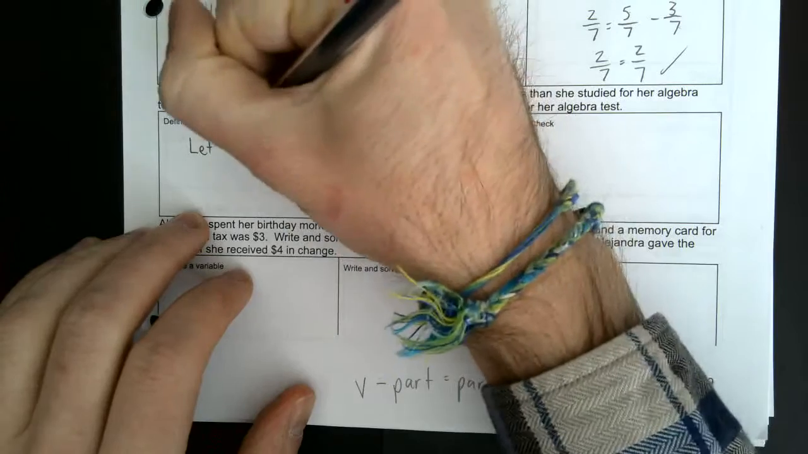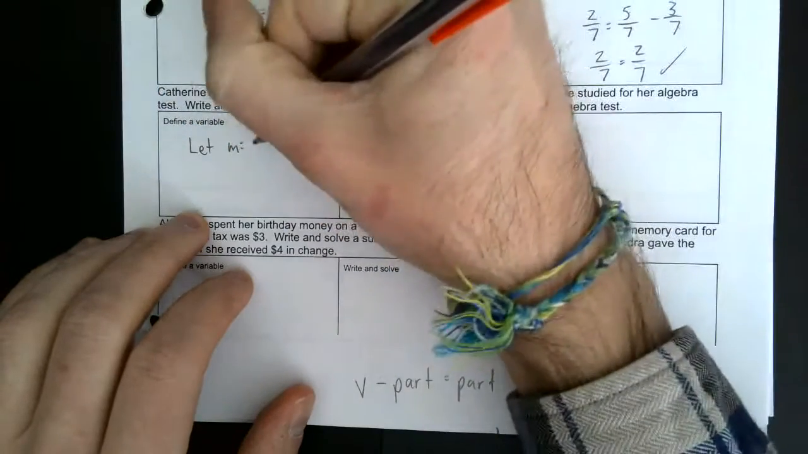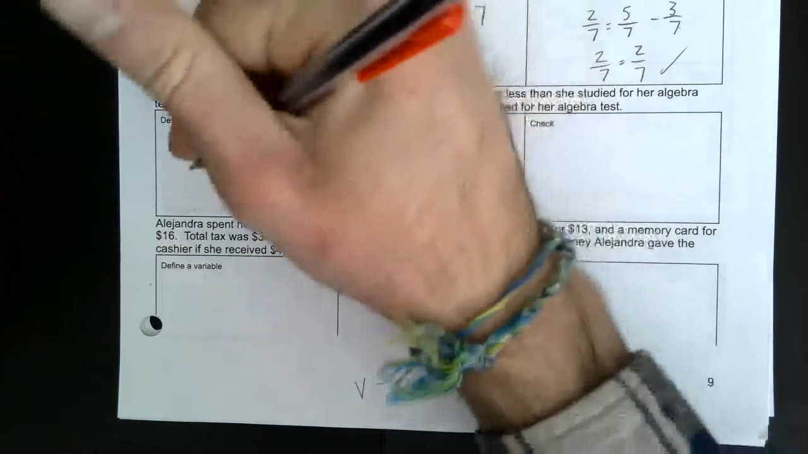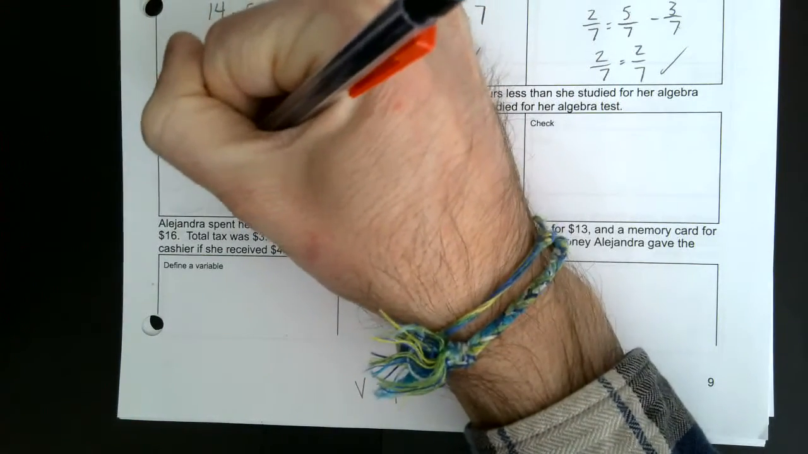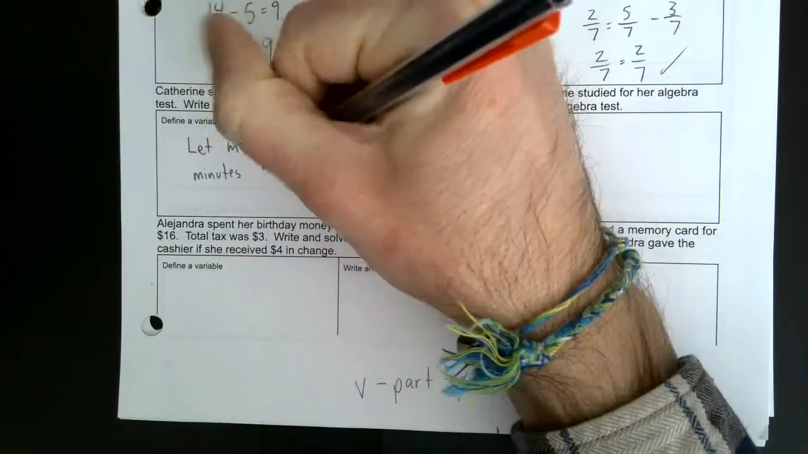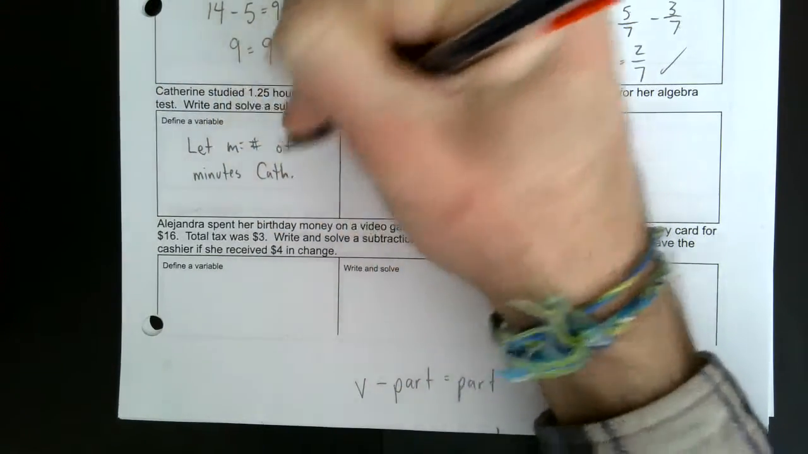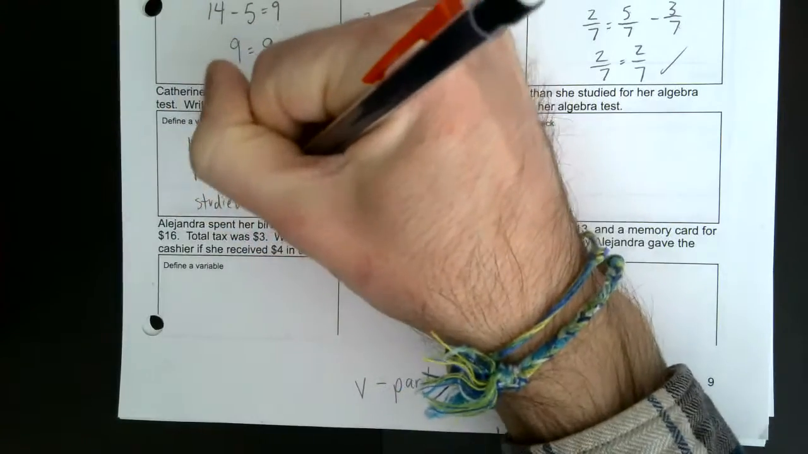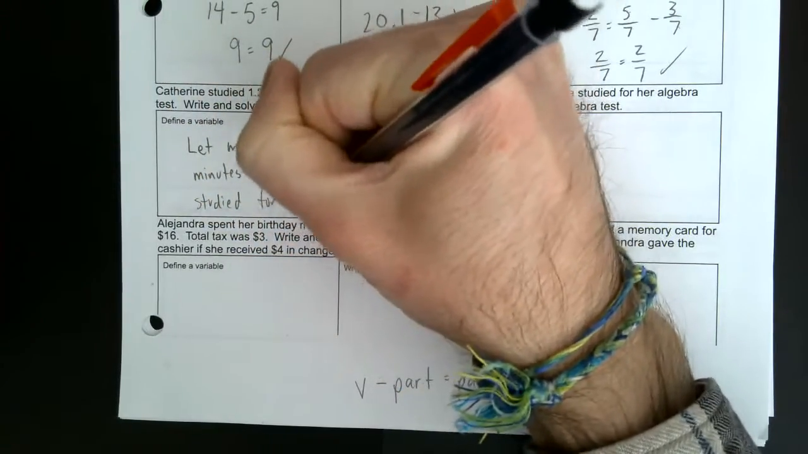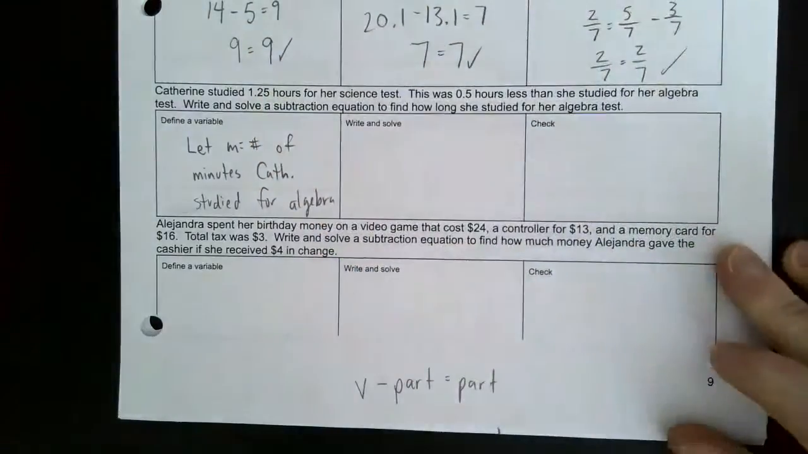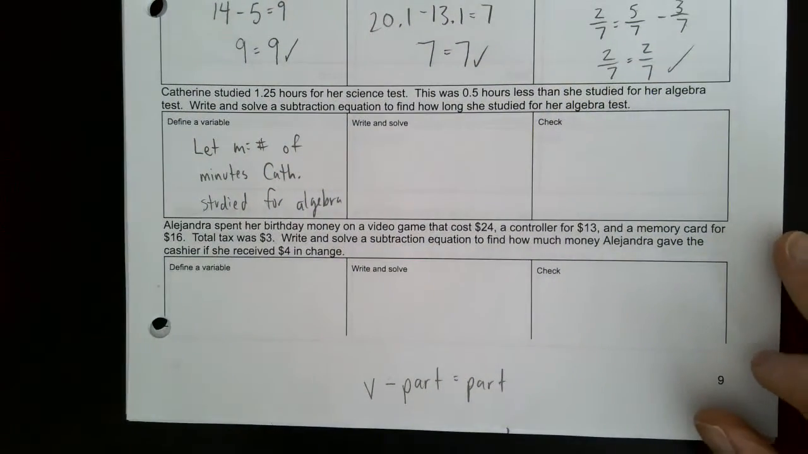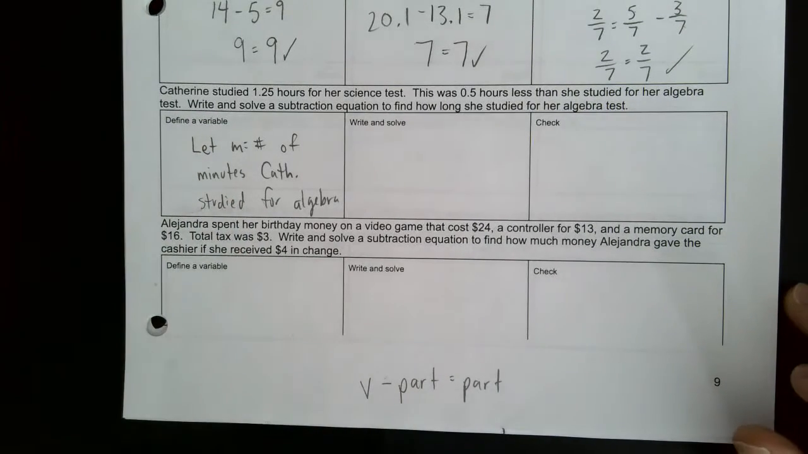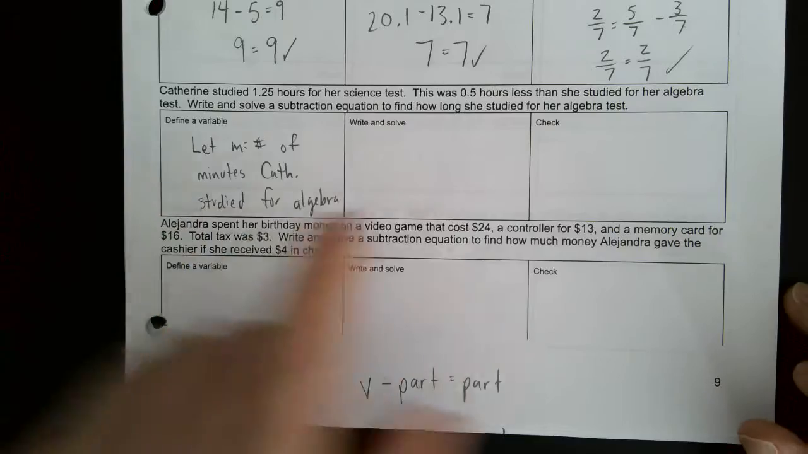We're going to let m equal the number of minutes Catherine, I'm going to call her Kath, studied for algebra. Okay, so Catherine studied a certain amount of time for algebra. We don't know how long at this point, but we do know that's what we're looking for, because that's what it's asking us to find.